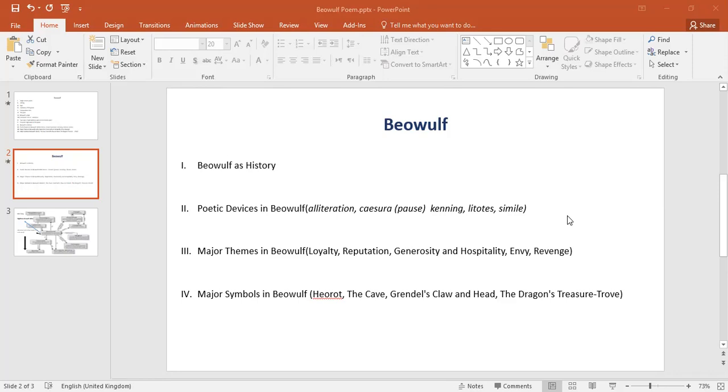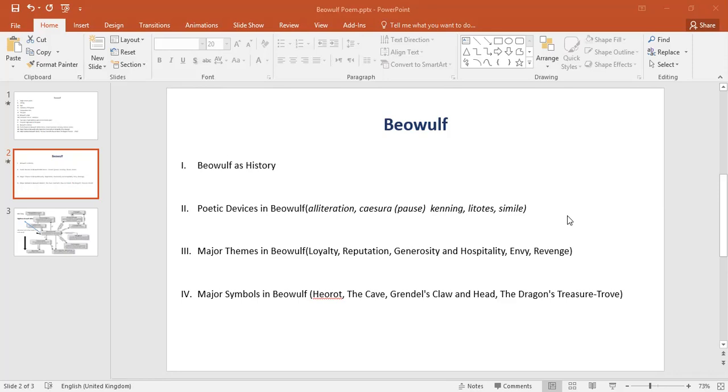The second target of this lecture is that you will know different poetic devices in this poem, like alliteration, kennings, litotes, and simile. These are the poetic devices which are used abundantly in this poem. And then our third target is that we will discuss the major themes explored in this poem, like loyalty, reputation, generosity, hospitality, envy, and revenge. So we will explore all these themes.